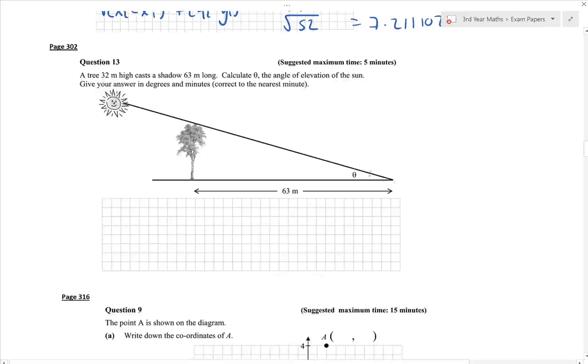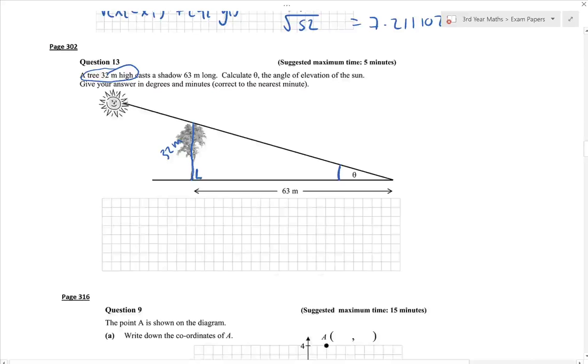Okay, so it tells us in the question that the tree is 32 meters high. It doesn't show you that in the diagram, so it's important that you draw that in. So always see, is what is given to you in the question actually shown in the diagram? And if not, write it in. Okay, so we're looking for this angle here. Now, we know that this is a right angle because the tree will grow up perpendicular here, so that's going to be a right angle.